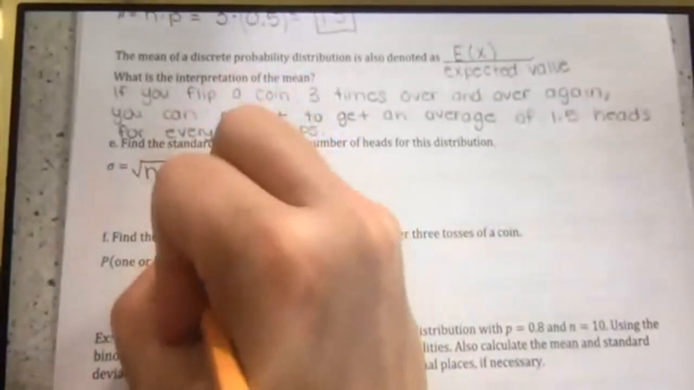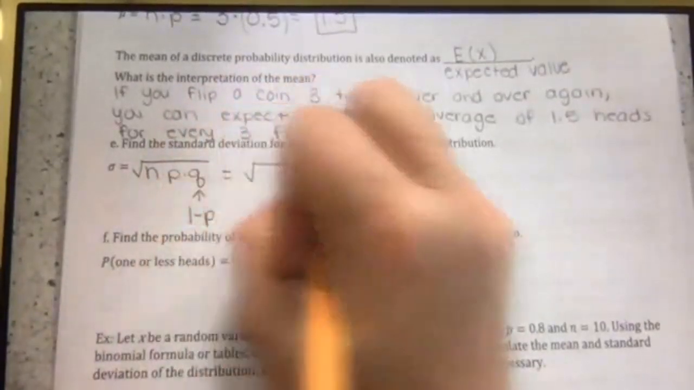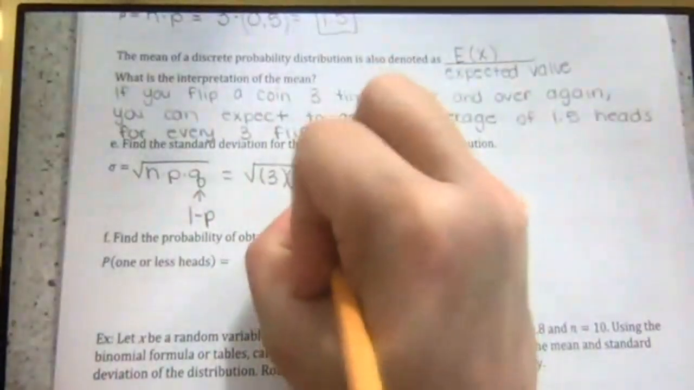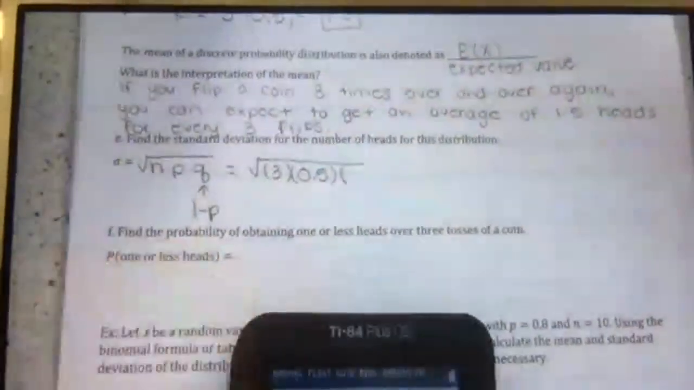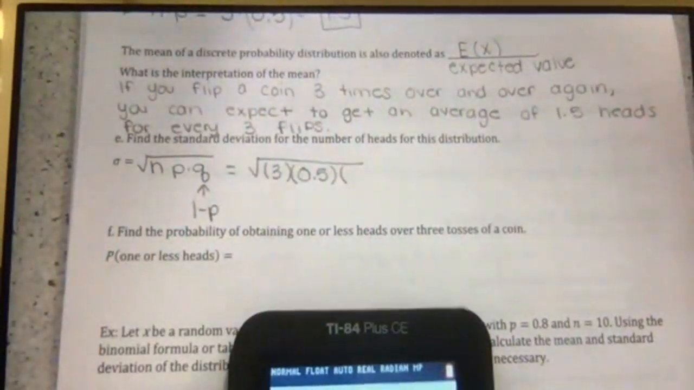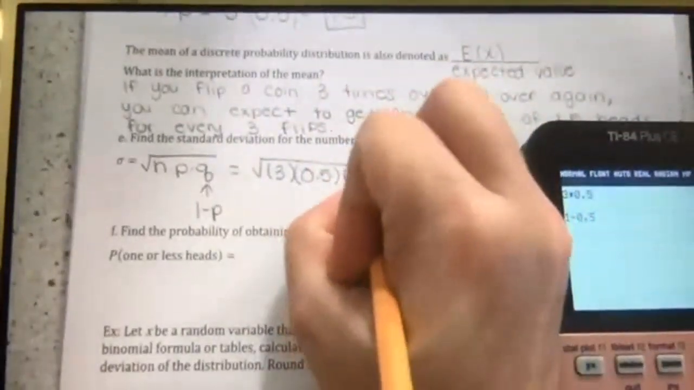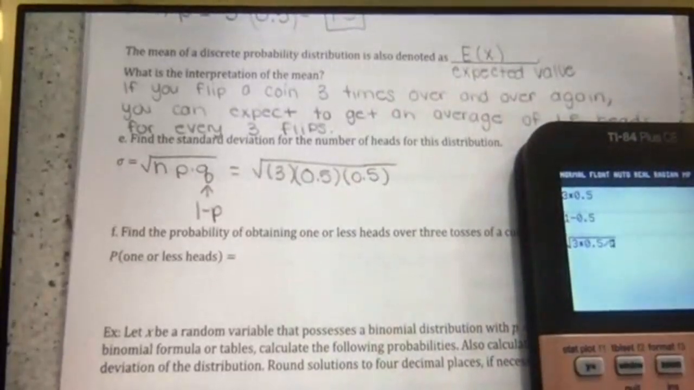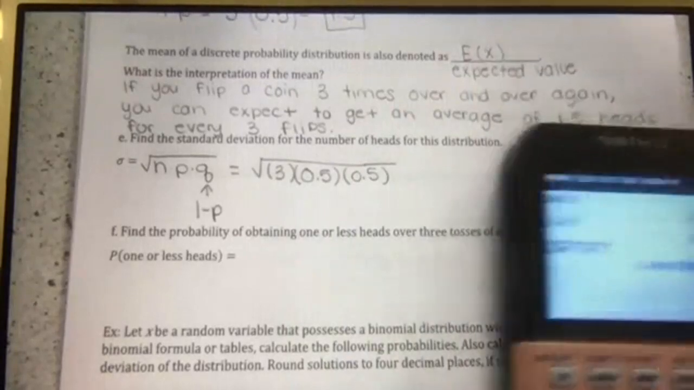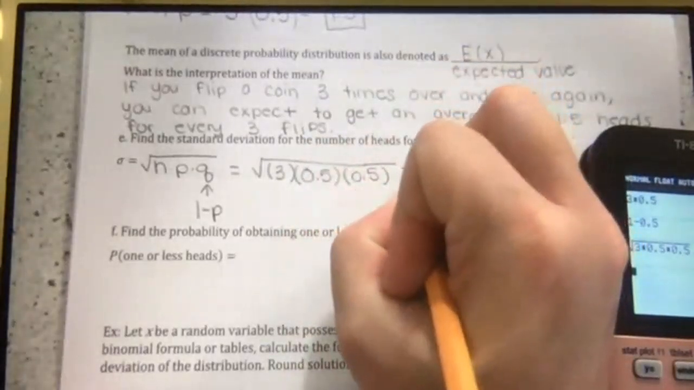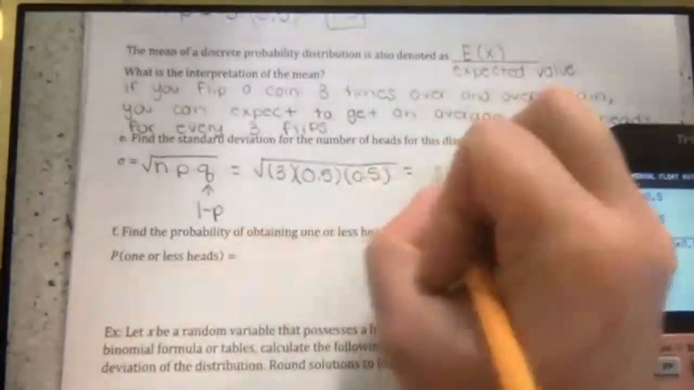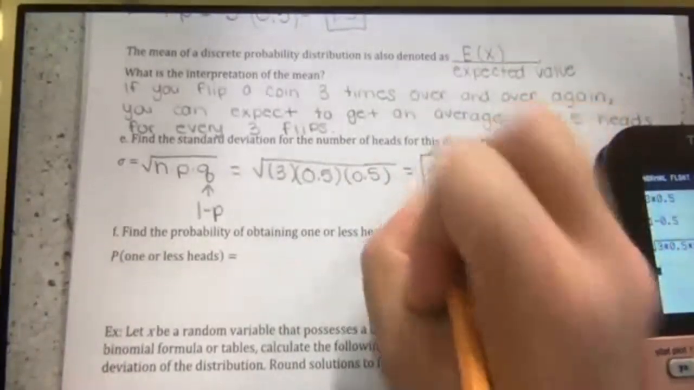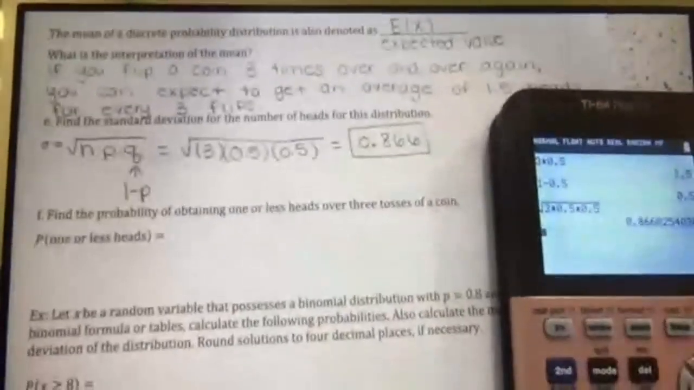Remember that Q is 1 minus P. So the square root of N, which is the number of trials, which is 3, times P, which is our probability, which is 0.5, times Q, which is 1 minus P, so 1 minus 0.5 is still going to be 0.5. So the square root of 3 times 0.5 times 0.5. And that will give us our standard deviation, which is 0.866. It told us in the problem to round to 3 decimal places.